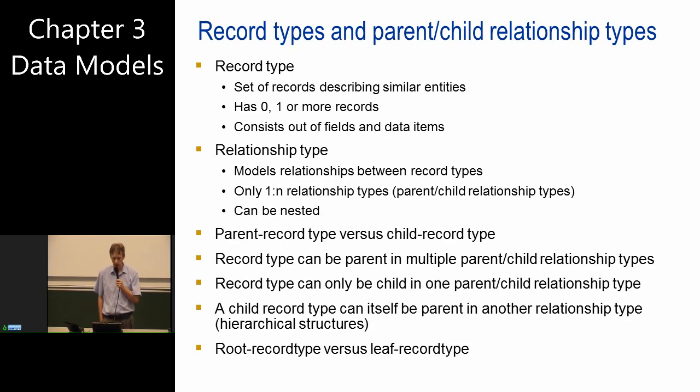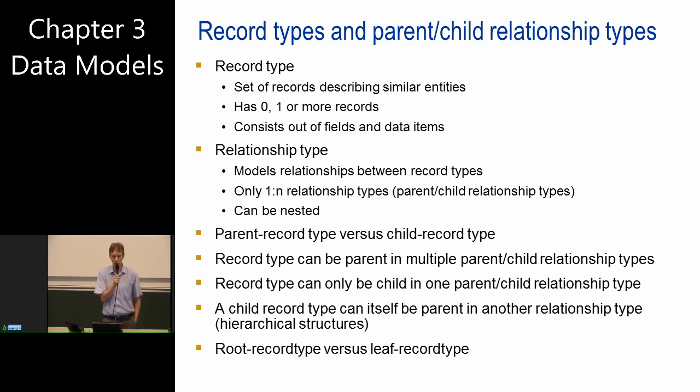The hierarchical model makes use of a couple of modeling concepts. First of all, a record type. A record type is a set of records describing similar entities. So you can have a record type student. That's a set of students that describe similar entities. So you have the difference between a record, which is an individual student, John Adam, Michael Johnson, those are individual students. And you have a record type, which is going to represent the collection of students with their general characteristics.